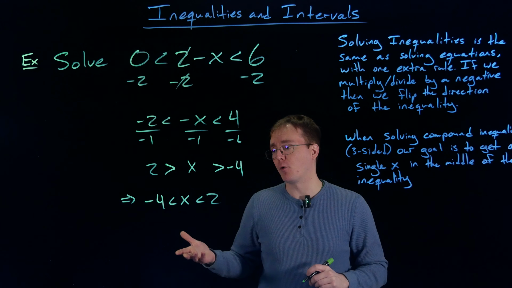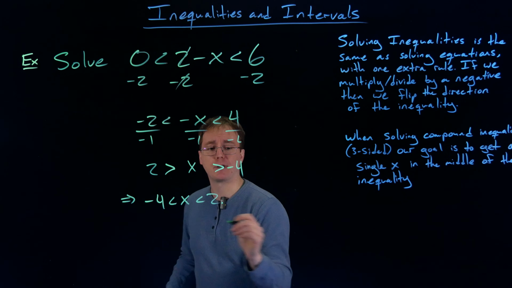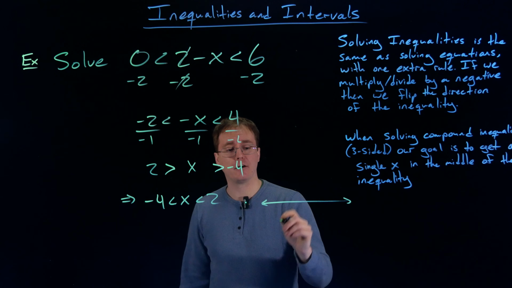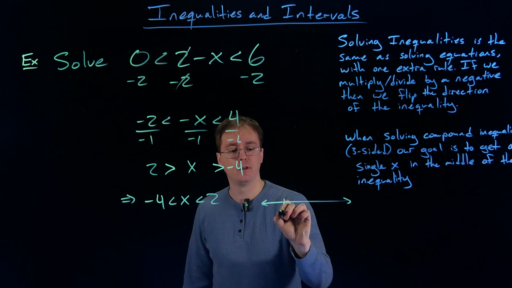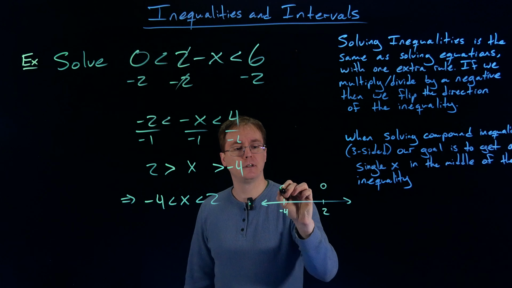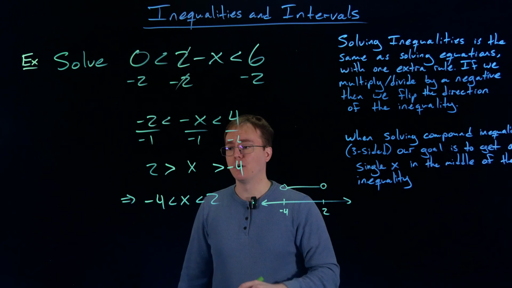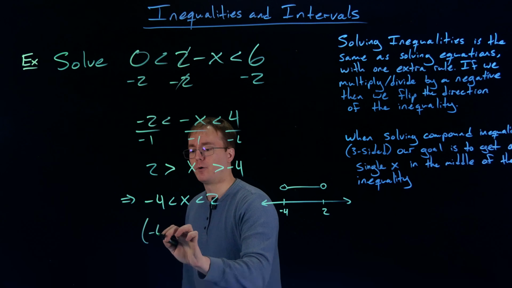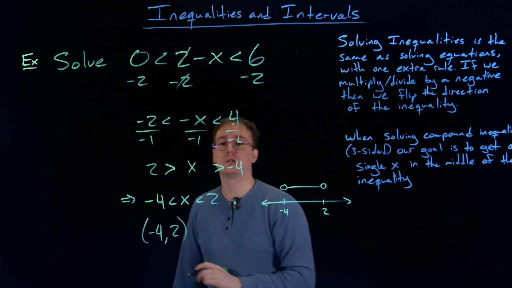And now that we have written it the more normal way, if we want to, we can express it using the number line. And so the solution to our compound inequality is this single interval that starts at negative 4 and goes to positive 2 and doesn't include the endpoints. Or if we wanted to express this using interval notation, it'd be the open interval from negative 4 to positive 2.